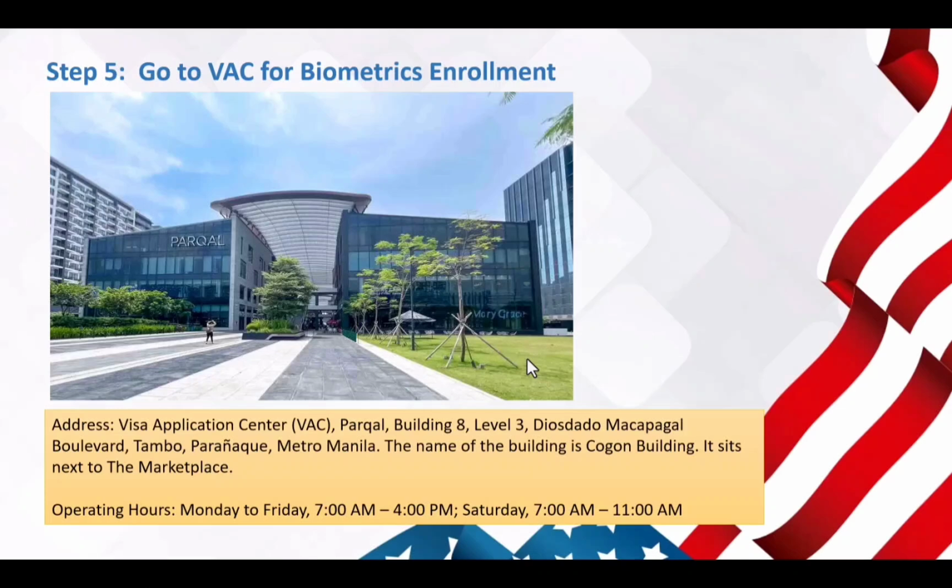So the Visa Appointment Center is at Parkal Building 8, Level 3, Diosdado Macapagal Boulevard, Tambo, Parañaque, Metro Manila. So, napakahaba ng address. Guys, medyo hinihingal na ako kasi napakahaba naman ng vlog na to. The name of the building is Kugon Building. So, it sits next to the marketplace.